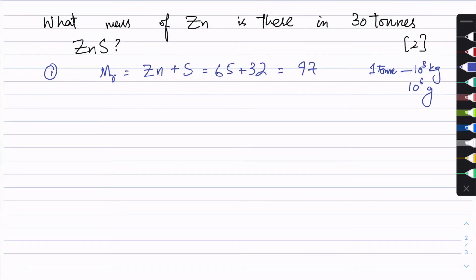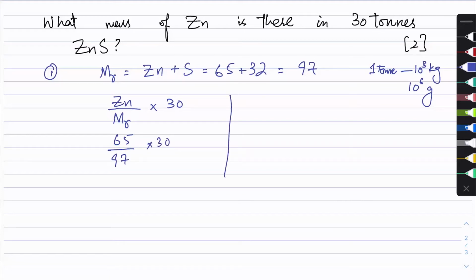So we have 97. So the total is going to be zinc divided by MR times 100% if you want to find the percentage mass, or you can just do it directly, multiplied by 30. So that will give you 65 over 97 times 30.